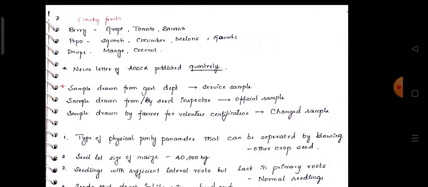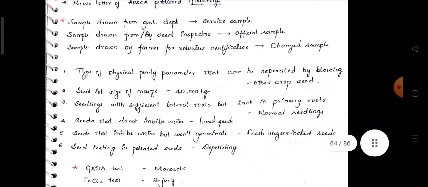AOSCA newsletter is published quarterly. Samples drawn from a government department are service samples. Samples drawn by a seed inspector are official samples. Samples drawn by a farmer for voluntary certification are charged samples. This is also very important. The physical purity component that can be separated by blowing is other crop seeds. Seed lot size of maize is 40,000 kg. These are all bits taken from different books.